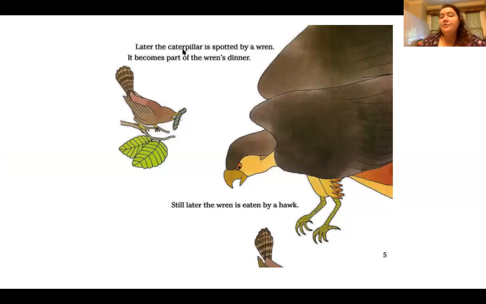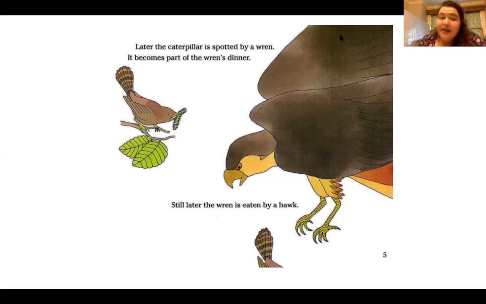Later, the caterpillar is spotted by a wren, and it becomes part of the wren's dinner. So this is a wren, and as you can see, the wren is eating the caterpillar. So the caterpillar eats the leaf, and then the wren, this bird, eats the caterpillar. Still later, the wren is eaten by a hawk.